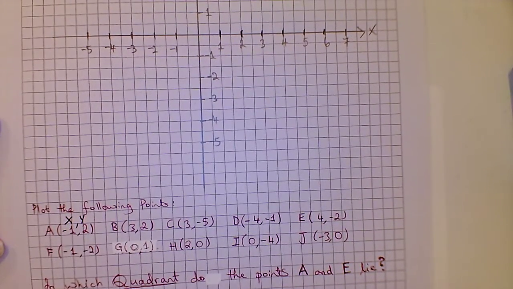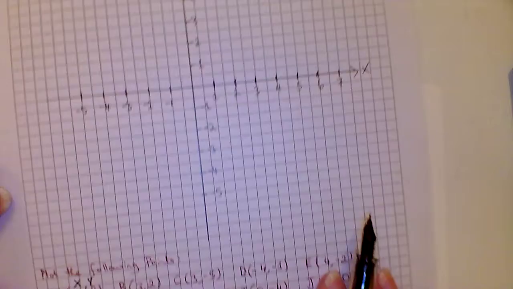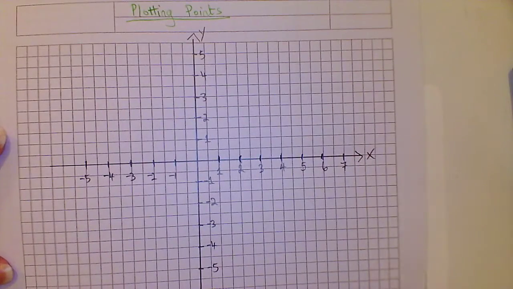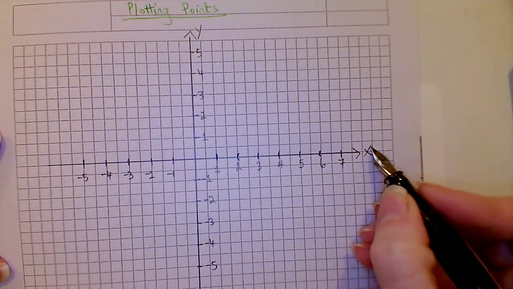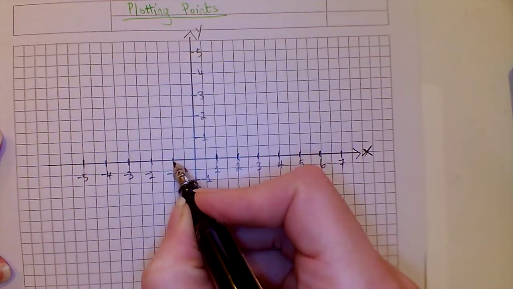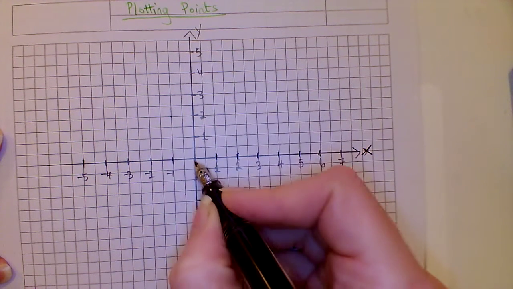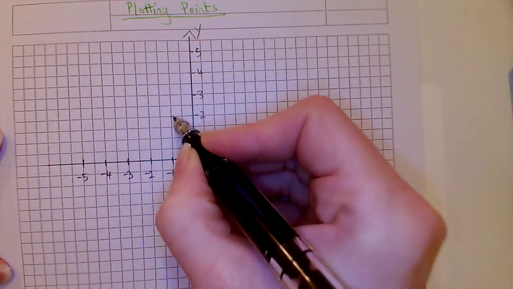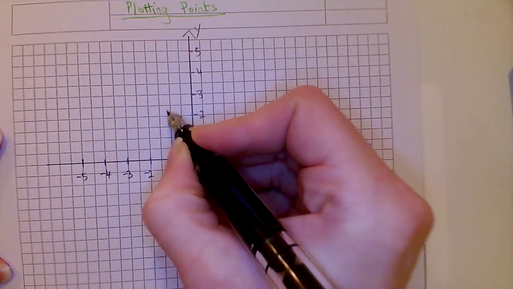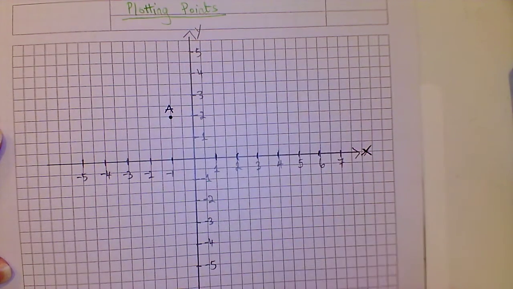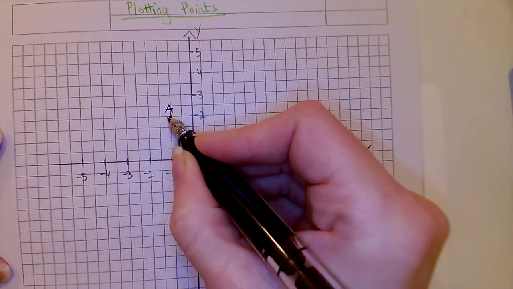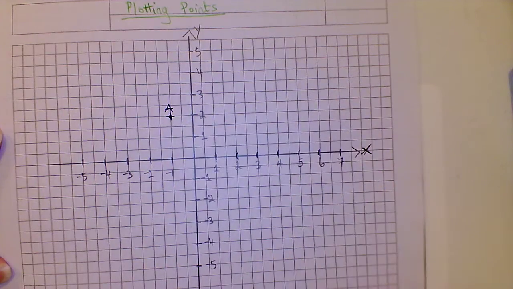So A is the point -1, 2. Now back up to our grid here. On the X-axis, we go as far as -1, and then we jump up to 2. So we go to -1, then we jump up to 2. And that's where we plot the point A. And you notice it is at the intersection of points. It's like a crossing over place.